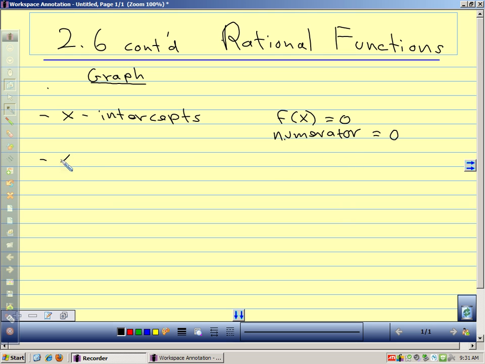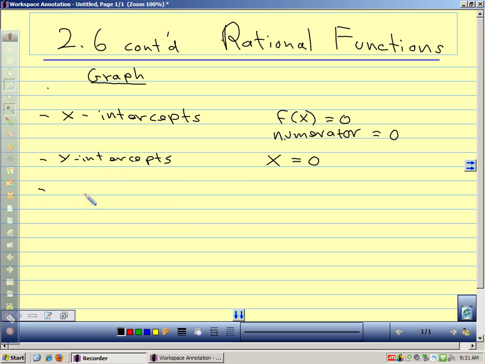For our y-intercepts, we just set x equal to 0 and figure out the y values. And we have to be careful that x equals 0 doesn't give us an asymptote or some other kind of thing that we have to pay attention to. But this is the basic way we find our y-intercepts.